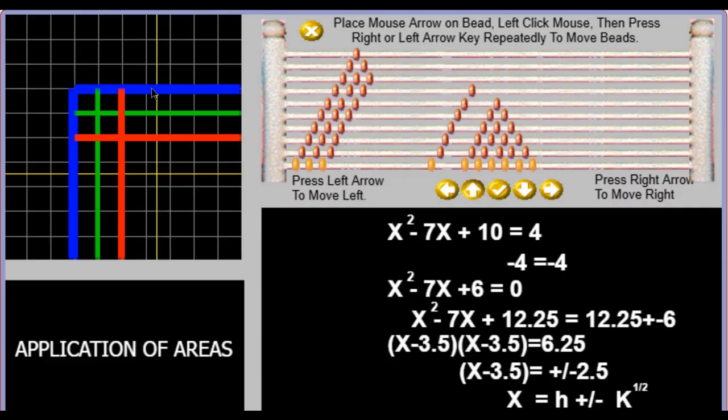And we see we have 3.5, which of course is half of B, 7. Here again, 3.5. See the 2.5 here. 1, 2.5. And we can see it again up here. 1, 2, 2.5. That is, of course, the square root of 6.25.